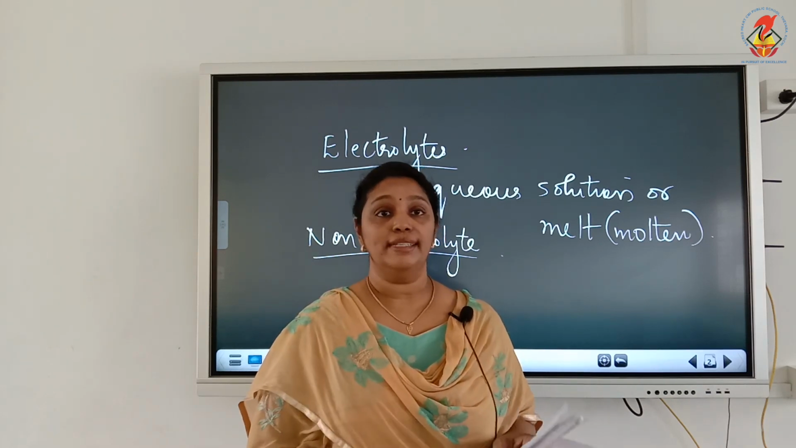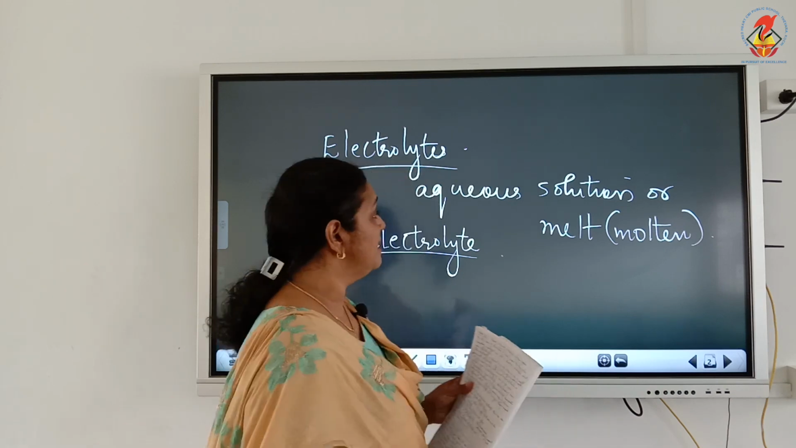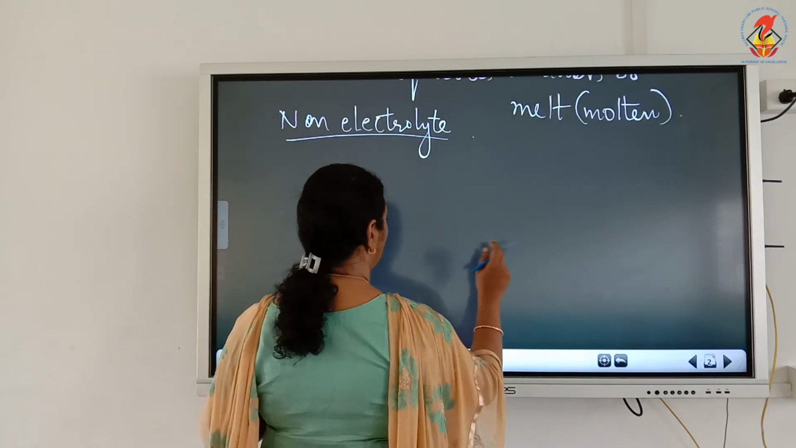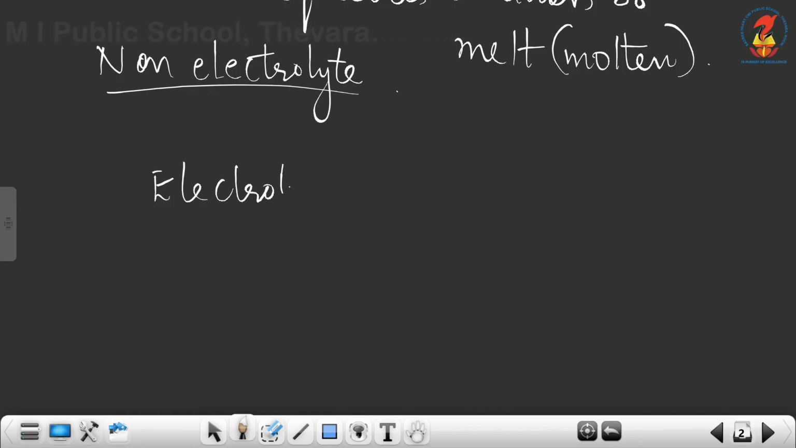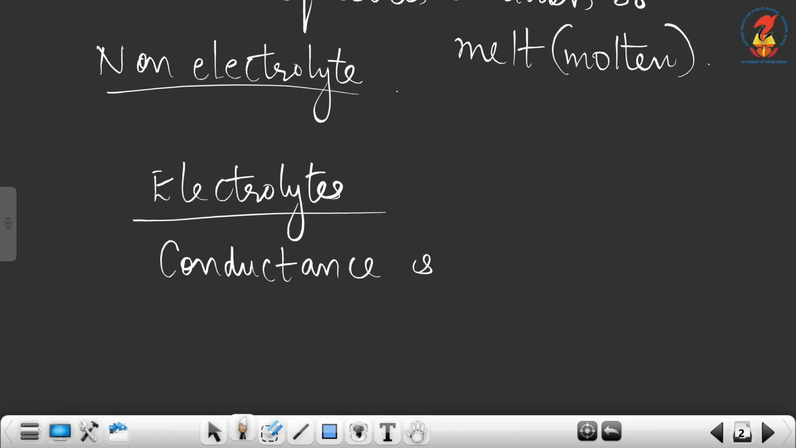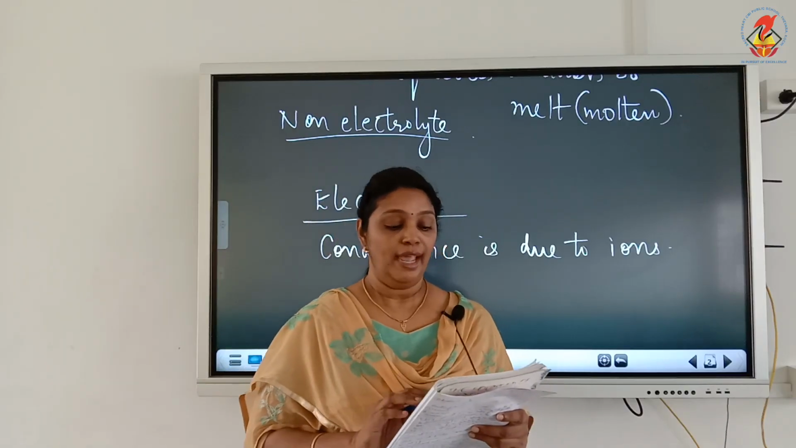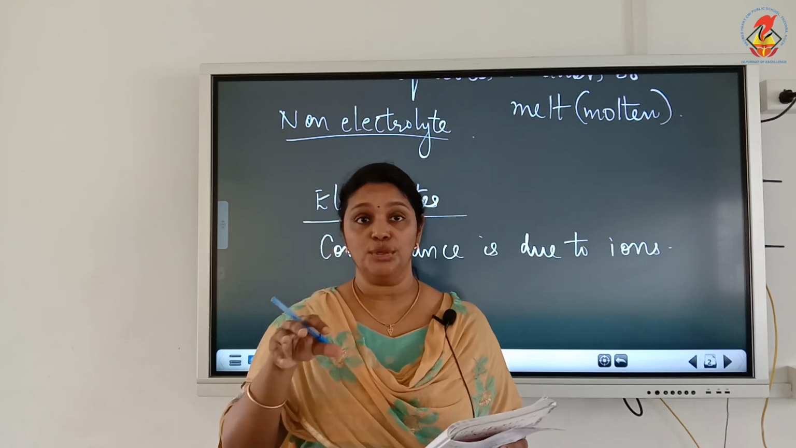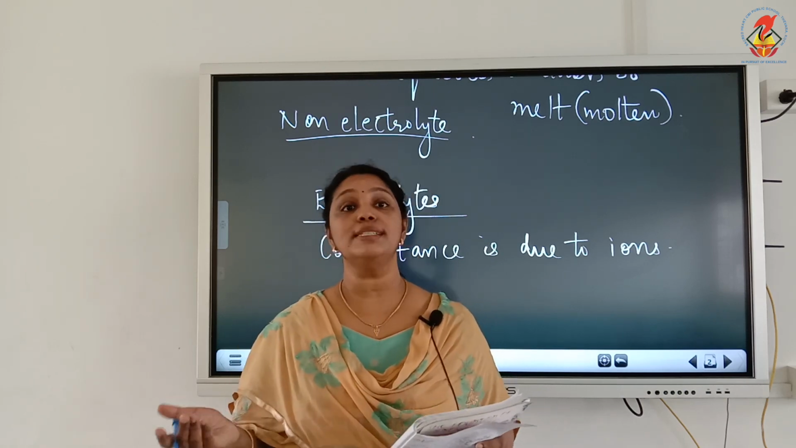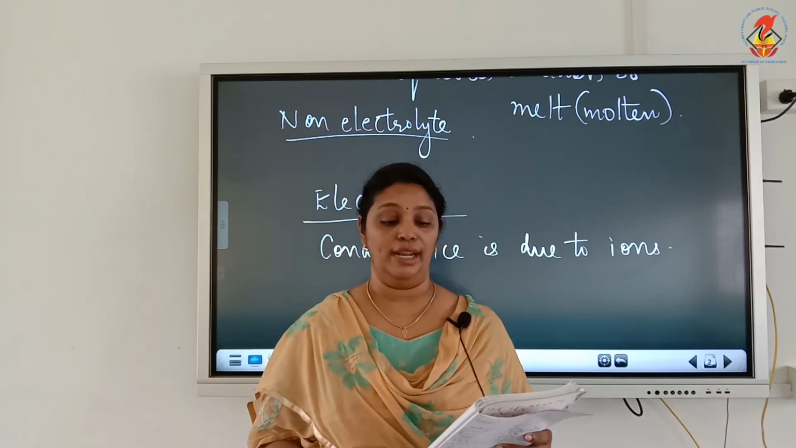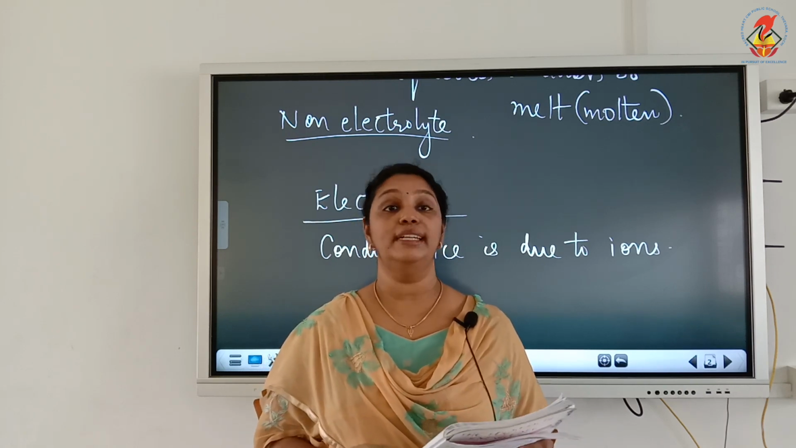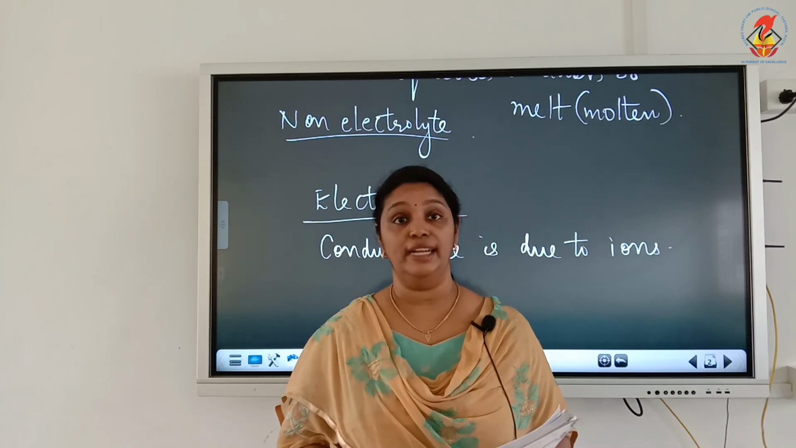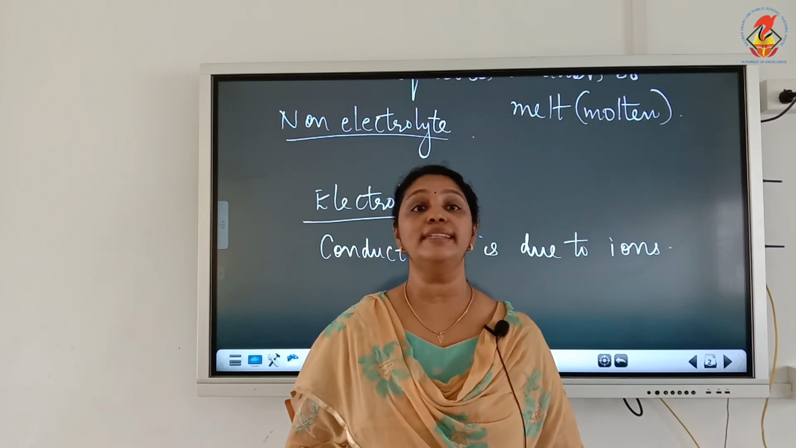Now, in electrolytes, the conductance is due to the presence of ions. So, we are going to study about electrolytes. They conduct electricity with the help of ions. Ions are responsible for the conduction of electricity. And these ions are produced by the dissociation of the substance. That means when you add electrolytes to water, it dissociates into ions and these ions conduct electricity. Different electrolytes dissociate to different extent. Depending upon the degree of dissociation, Faraday again classified electrolytes into two types, strong electrolyte and weak electrolyte.